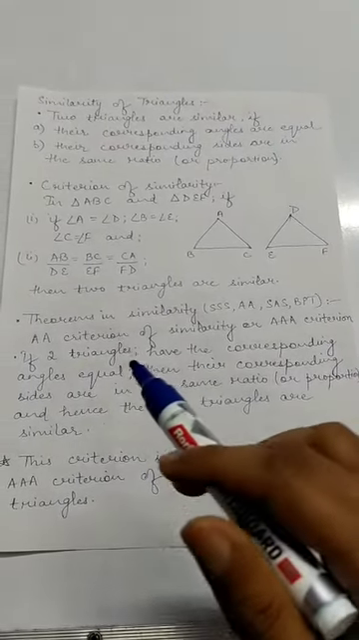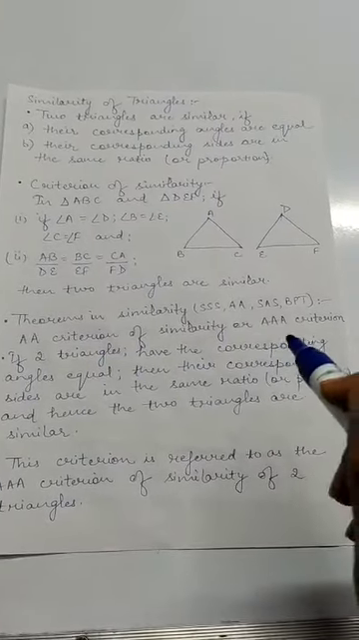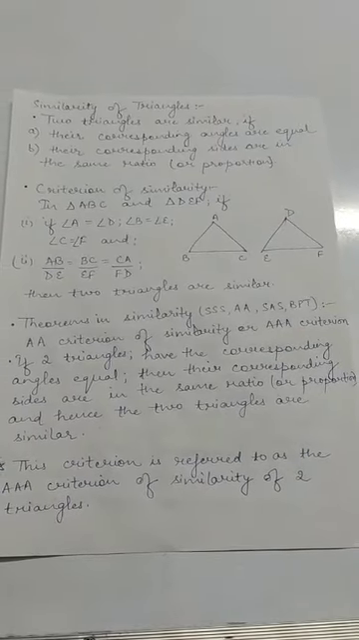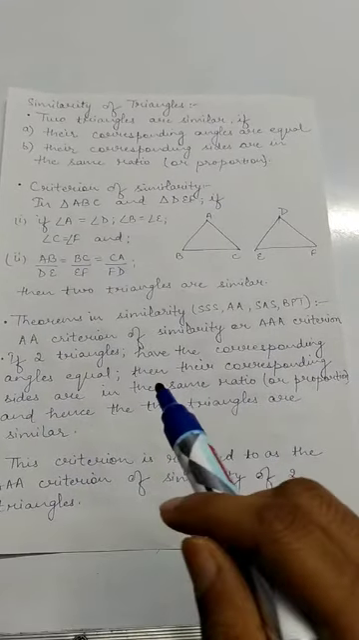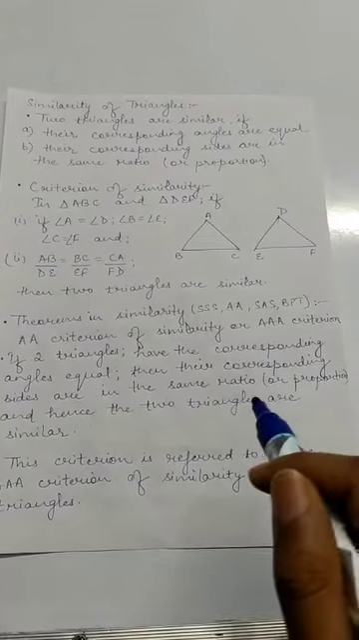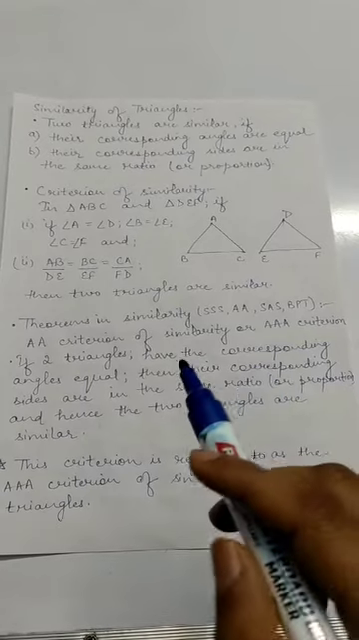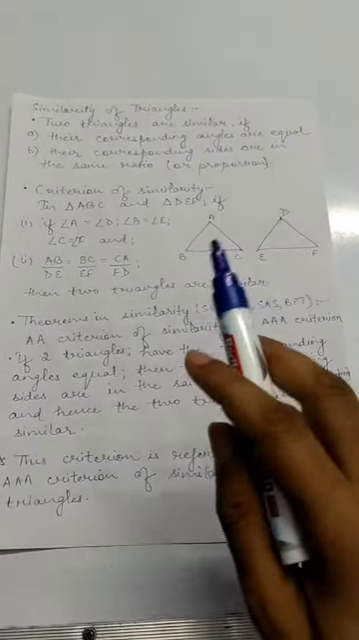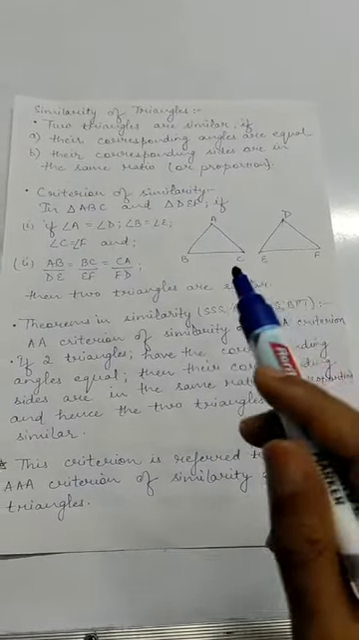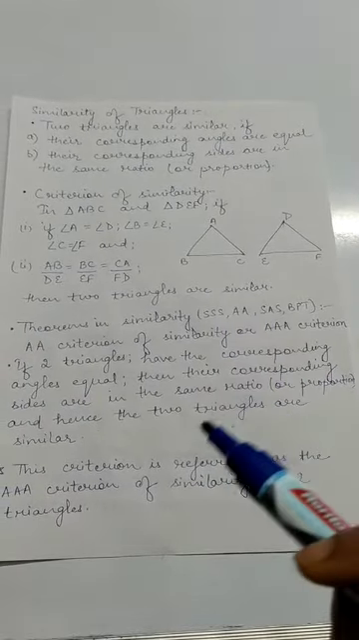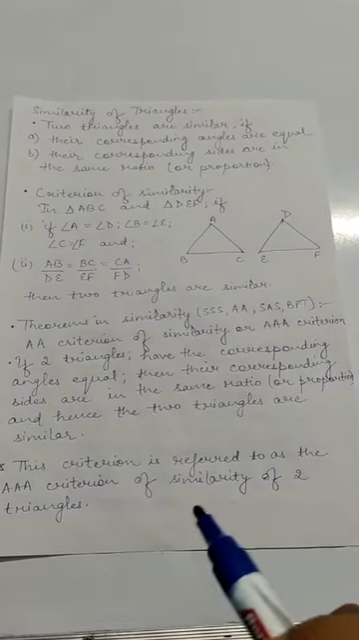First of all, let us start with the AA, that is angle-angle criteria of similarity, or it is also known as angle-angle-angle criteria. What it states? It states that if two triangles have the corresponding angles equal, then their corresponding sides are in the same ratio or proportion. Hence, the two triangles are similar. So, if we have two triangles and their corresponding angles are equal, then their corresponding side ratio is always equal and hence the two triangles are similar. This criteria is referred to as angle-angle-angle criteria of similarity of two triangles.